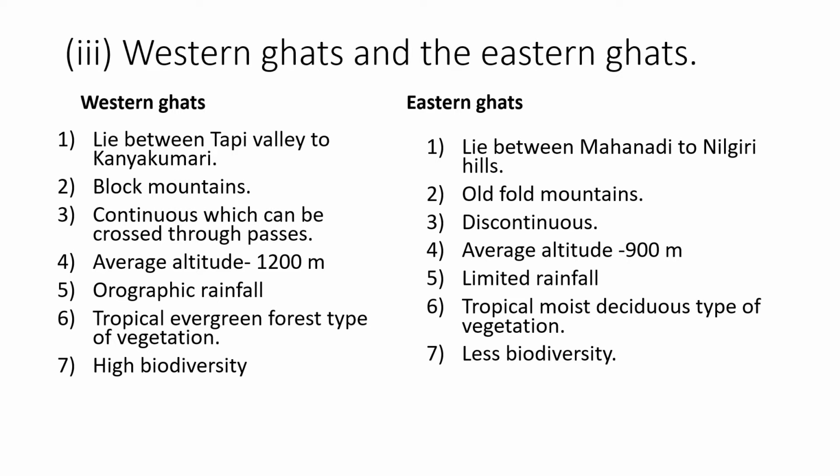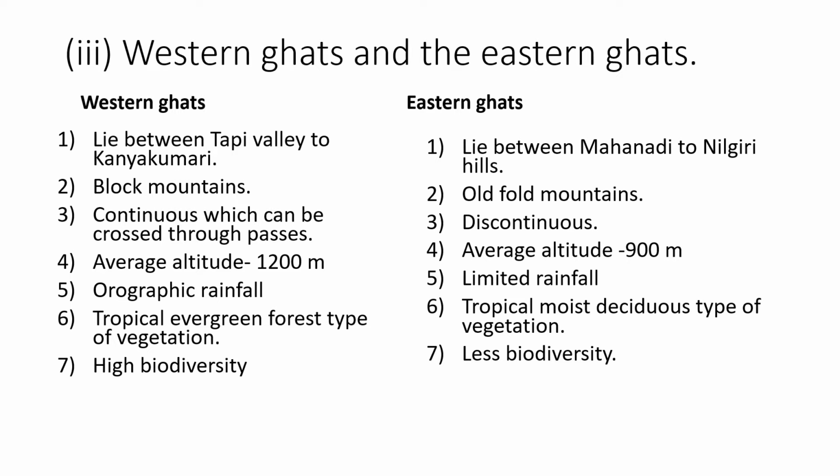Third part is Western Ghats and the Eastern Ghats. So we have to distinguish between Western Ghats and the Eastern Ghats. Western Ghats lie between Tapi Valley and Kanyakumari, while Eastern Ghats lie between Mahanadi and Nilgiri Hills. Western Ghats are block mountains, while Eastern Ghats are old fold mountains. Third point is, Western Ghats are continuous and can be crossed through passes, while Eastern Ghats are discontinuous.